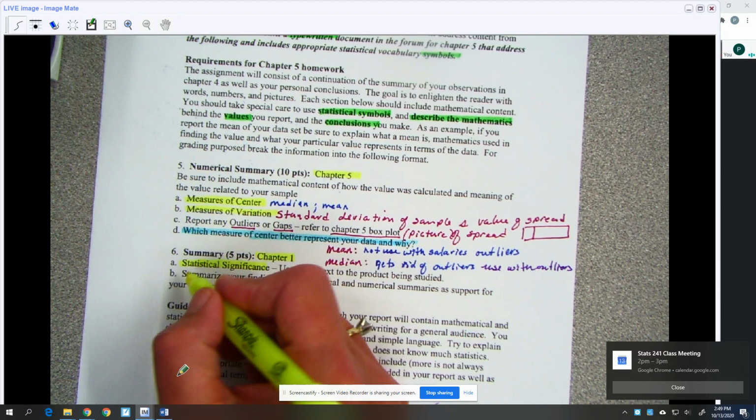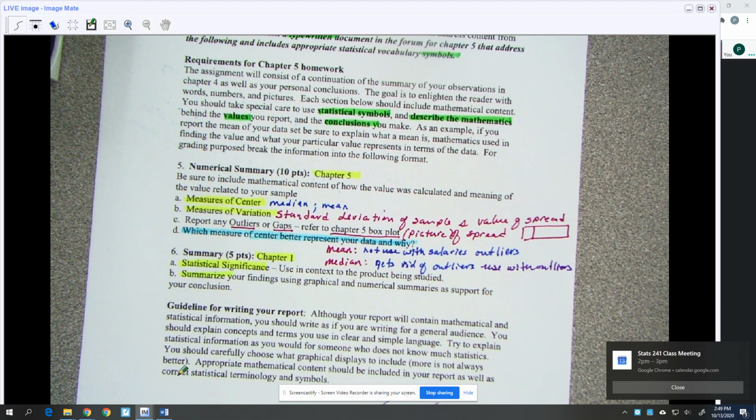And then lastly, summarize. Answer your question based upon the information that you found. Answer your question. What was your question? Do the bags weigh 28 grams? Are there 25 chocolate chips? Are there 15 M&Ms in a bag? And you're going to answer it based upon the evidence that you've collected.